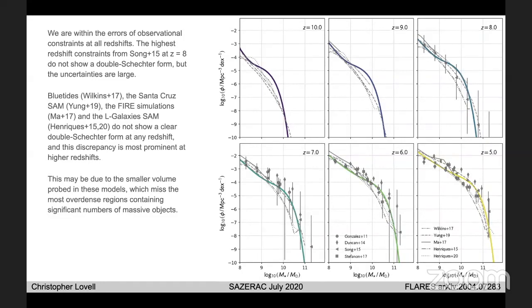So one explanation for this may be that these very overdense regions that we're able to capture with FLARES contribute significantly to the high mass end of the galaxy stellar mass function. And these sorts of regions are simply not captured in these lower volume simulations. Next slide, please.